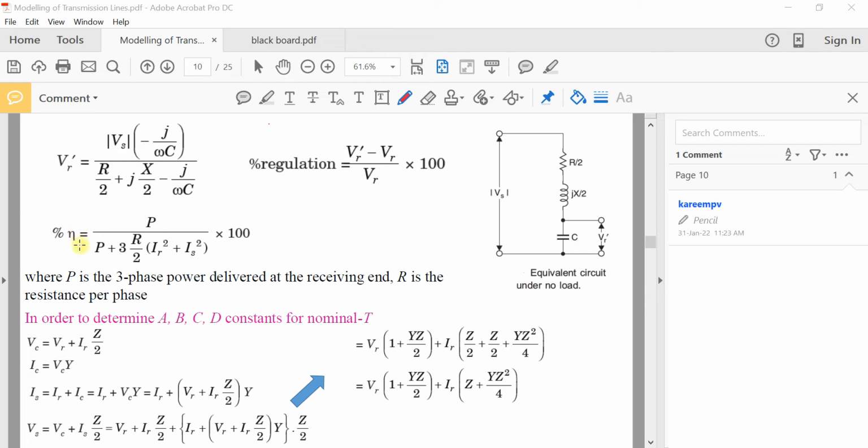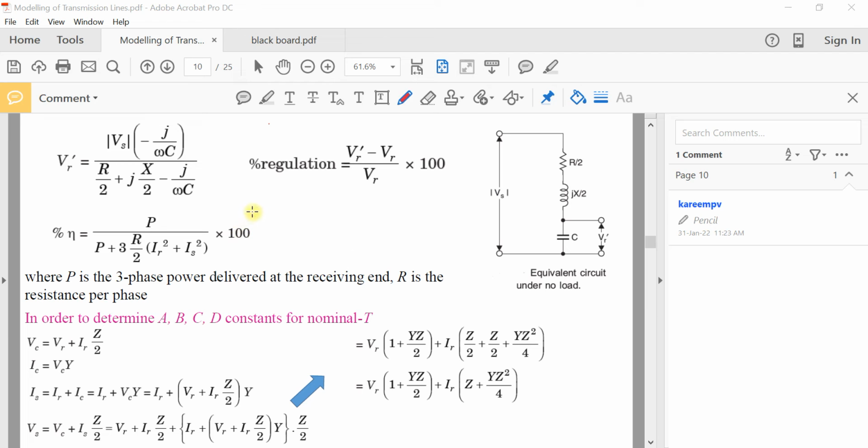In the last class, we have seen how to calculate the regulation. This was the formula which we have derived, and this is the expression for calculating the efficiency of the transmission line.